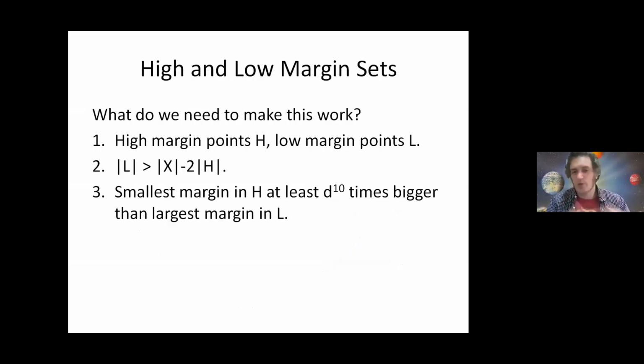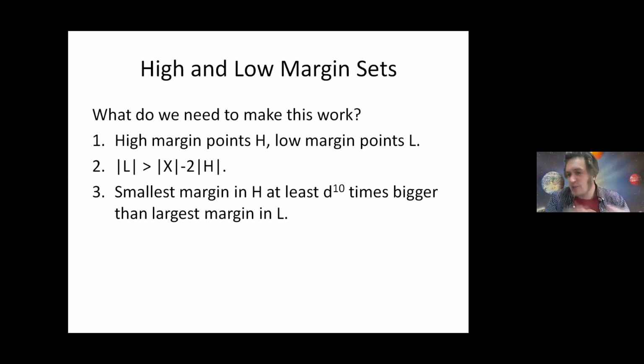And so what do we really need to make this work? So we need a set of high margin points H and a set of low margin points L. And I want the set of low margin points L to be very big. I want it to be like size of X minus twice size of H. So I don't quite need every point to be in one or the other, but I do need it to be almost that good. And thirdly, I really need there to be a gap in the margins. I want it to be, for example, that the smallest margin of any point in H is at least d to the 10 times bigger than the largest margin in L.